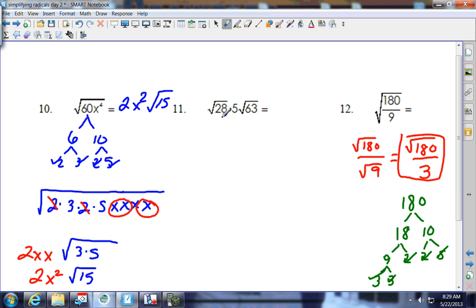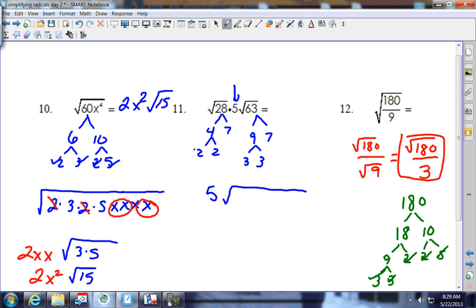Okay, now this one, you've got the square root of 28 times 5, the square root of 63. Well, you could take 28 times 63 and then try and break it down, but let's just break down 28. 4 and 7. 4 breaks down as 2 and 2. Let's break down 63. 63 is 9 times 7. 9 is 3 and 3. All right, so don't forget about this 5. The 5 goes outside the square root sign.